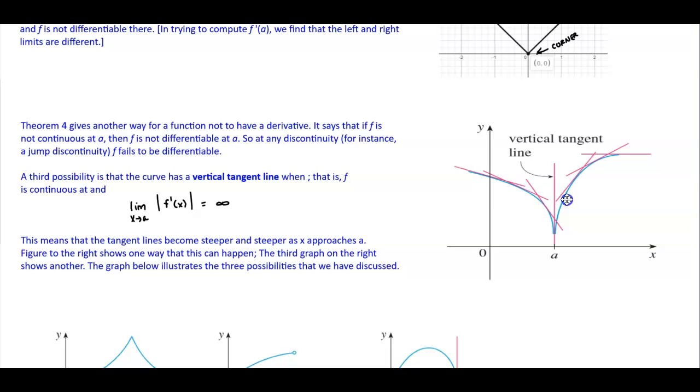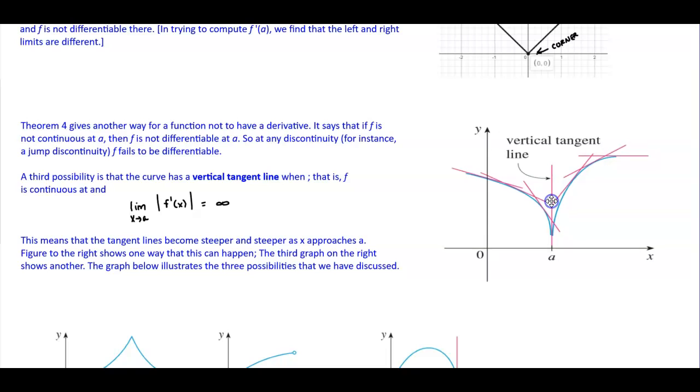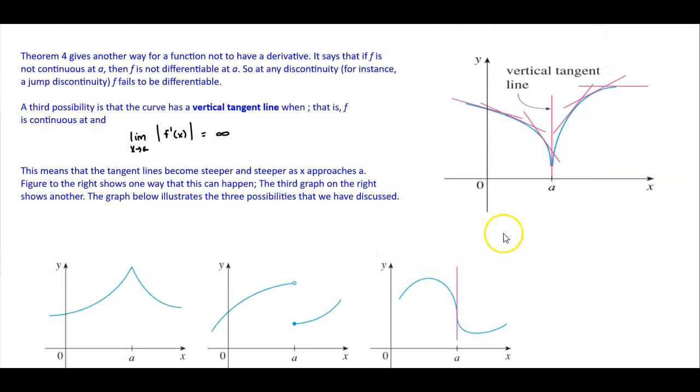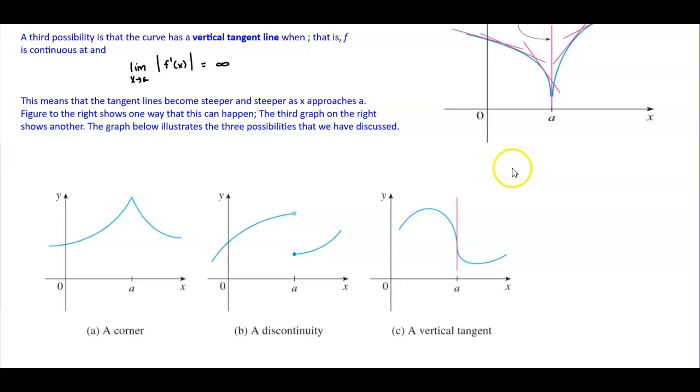So the figure to the right over here shows one way that this can actually happen. So we can see here that in this graph, the tangents as x approaches a become steeper and steeper, and then it creates a vertical line. Okay, and that means it's also here on this third graph. This third graph represents a vertical tangent.